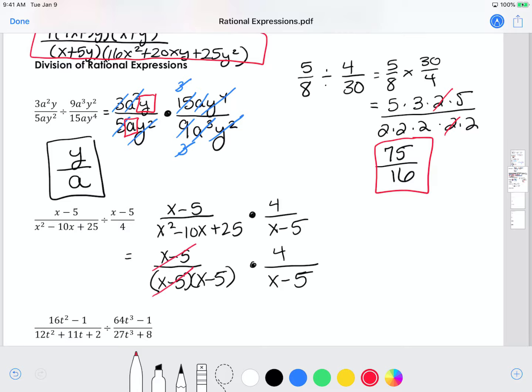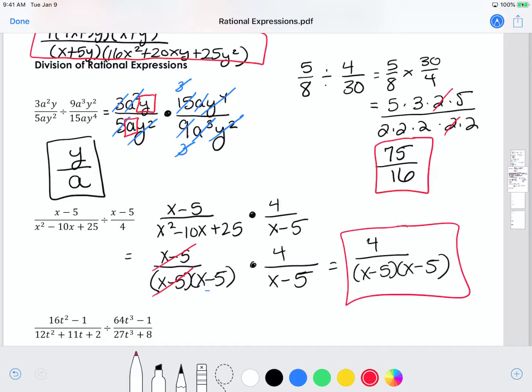So I have an x minus 5 in common on the top and the bottom, and that's all there is in common. I cannot cross off the x minus 5 and the x minus 5 in the denominators. It has to be from top to bottom. It can't be a cross that we cancel. It has to be top to bottom. Okay, so what's left over is 4 on the top, and then x minus 5 and x minus 5. So here is the final answer.